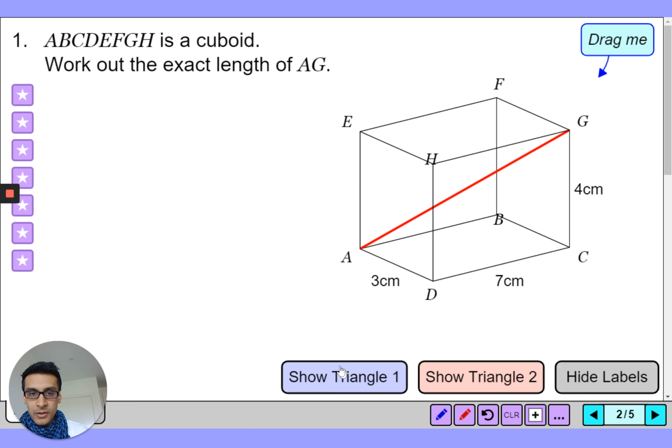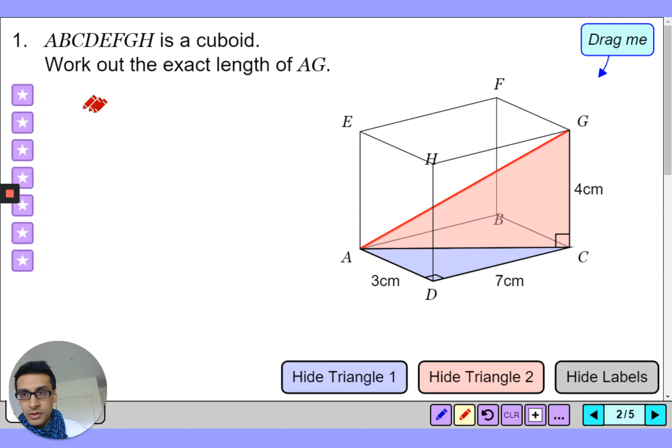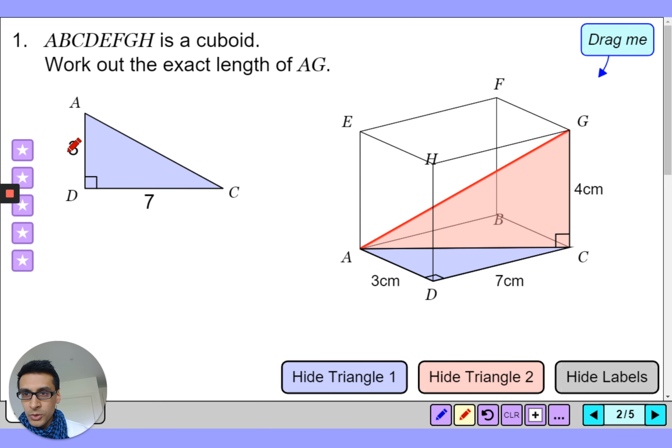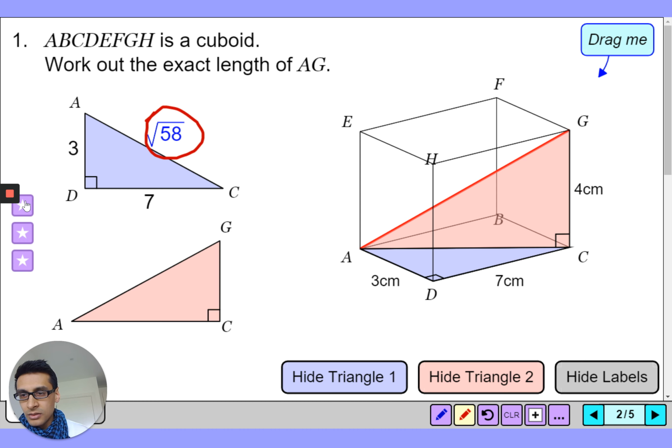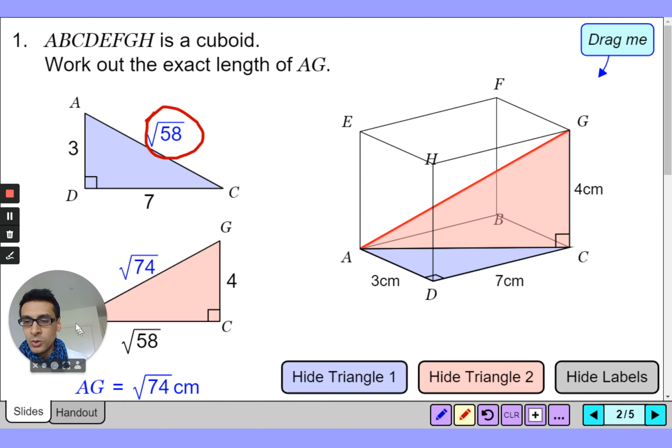So the first thing you need to see is we need to work out this length there, but there's a triangle that we need to work out, but we don't know the base length. We do know the height is 4. So I now need to figure out how can I work that length out. Well, there's another triangle on the base there, and I know both lengths on the base. So you sketch the triangle out, label the sides 3 and 7, use Pythagoras, and you get root 58. That length then becomes the base of your new triangle, and the height of that triangle is 4, as you can see from the diagram. Use Pythagoras again, and you get root 74. That's length AG.